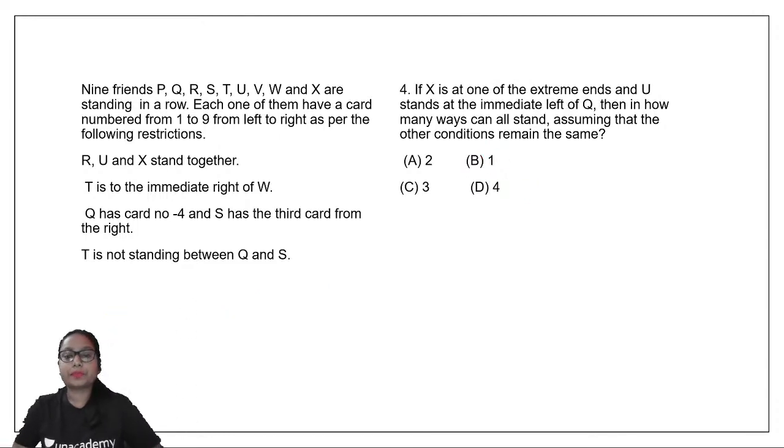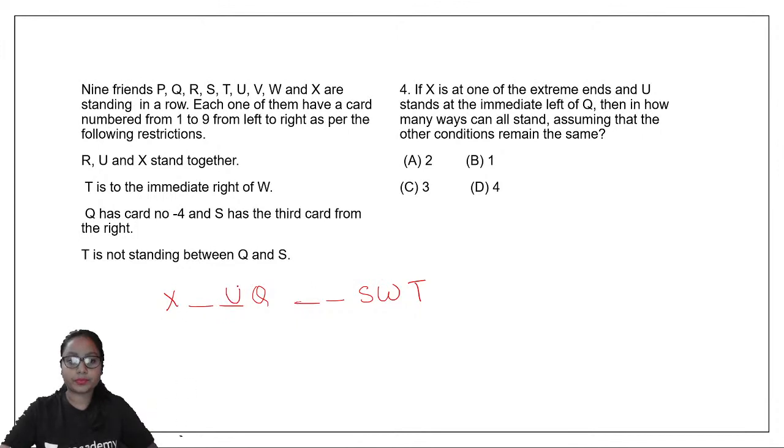Now, this question says that if X is at one of the extreme ends, let us label it this way: X, these two spaces, Q, spaces, S, W, and T. And U stands at the immediate left of Q. So U is here, it means R would be here. Then in how many ways can all stand, assuming that the conditions remain the same? So this is our arrangement now. In how many ways can people be arranged now?